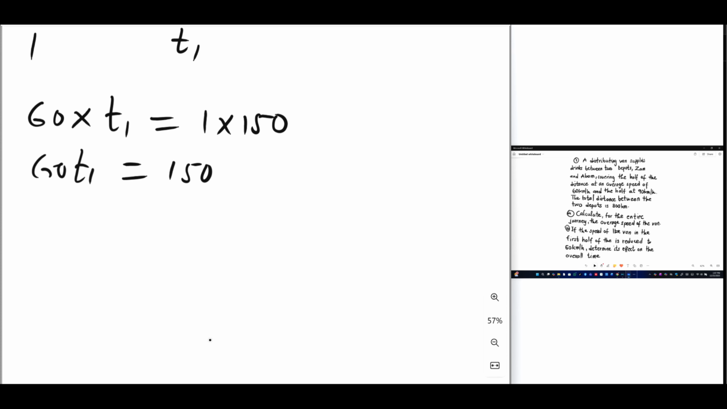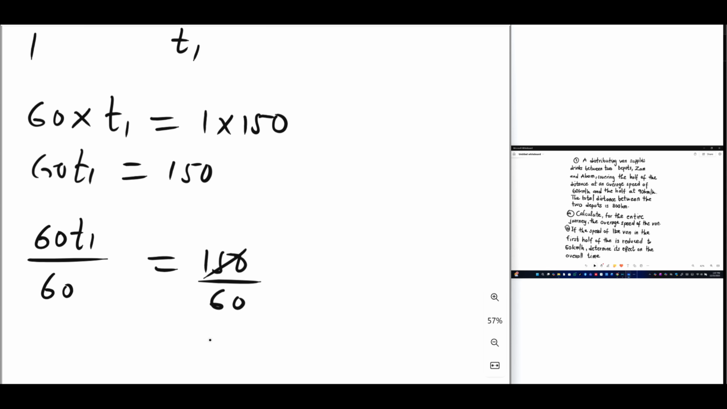Then you make t1 the subject, so you just divide through by 60. So it's going to be 60 t1 divided by 60 equal to 150 also divided by 60. So we just simplify. When you divide through, you can use your calculator to do so.